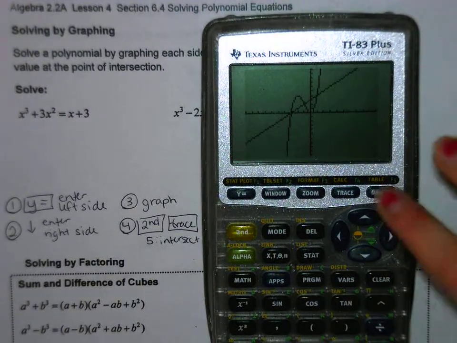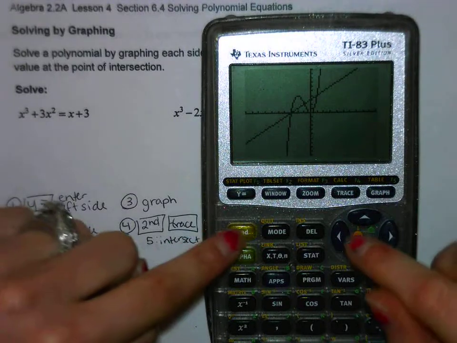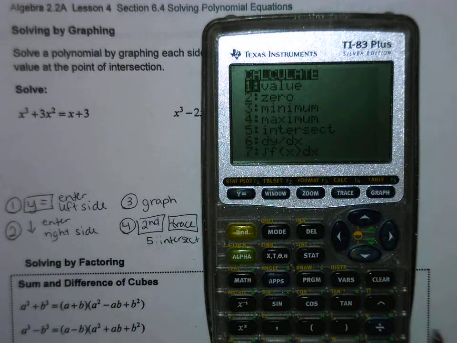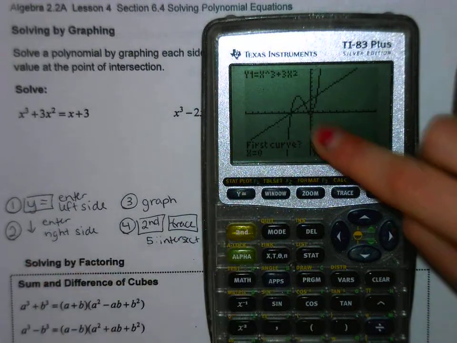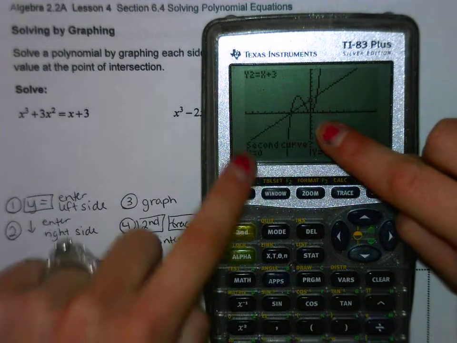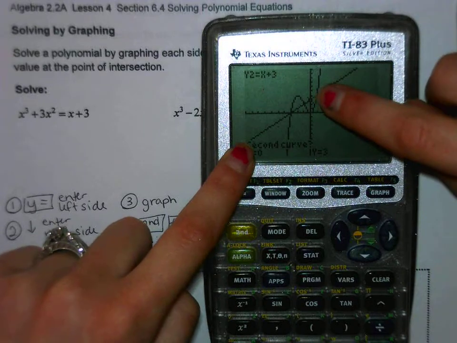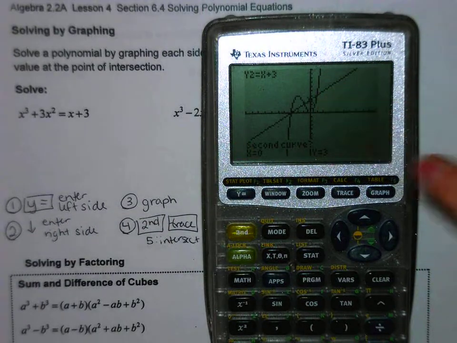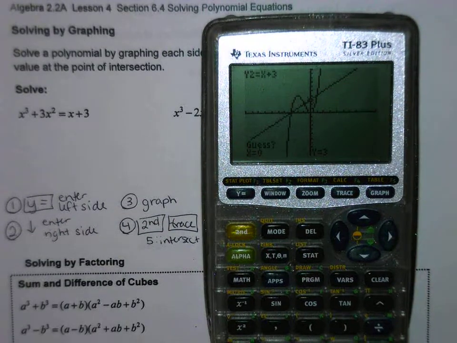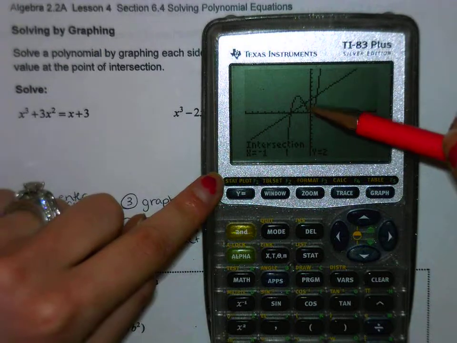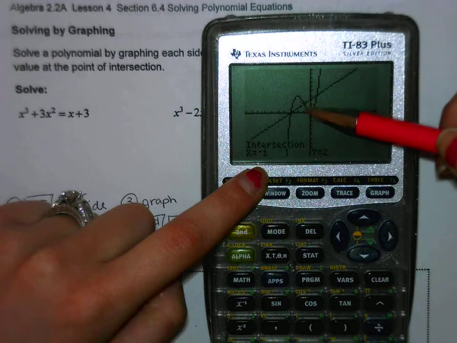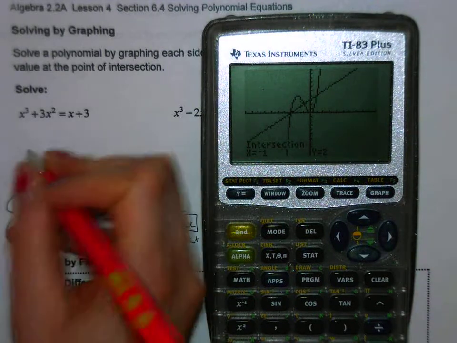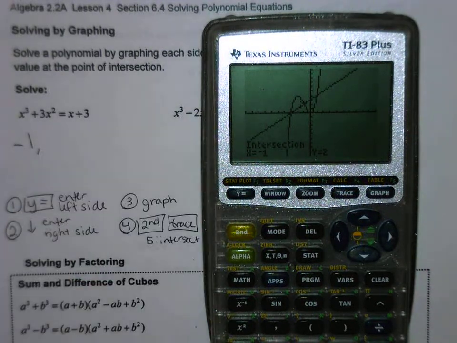So we have our graph. I hit graph. So now if I hit second, trace, go down to number 5. First curve means am I on the first line, which I am, so I hit enter. Second curve, did my point move, and is it now on my second line, which it is, so I hit enter. Guess, hit enter one more time. Now when we look, there's our intersection, and it crosses the x-axis at -1. So our first answer is at -1.